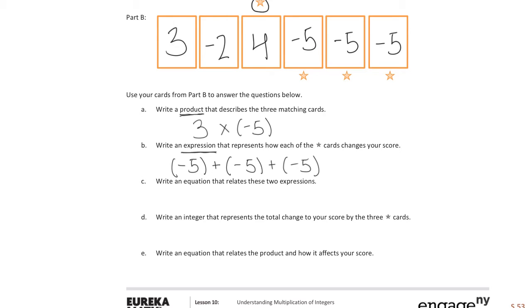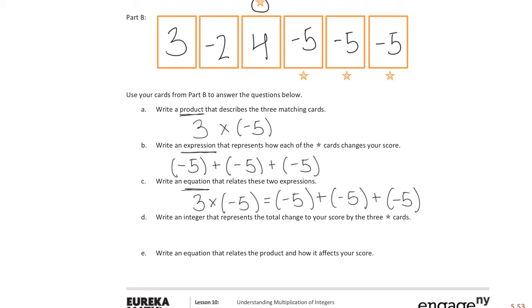C, write an equation that relates these 2 expressions. So now it wants us to put these 2 expressions together and set them equal to one another. So our equation that has an equal sign will be 3 times -5 equals -5 plus -5 plus -5.